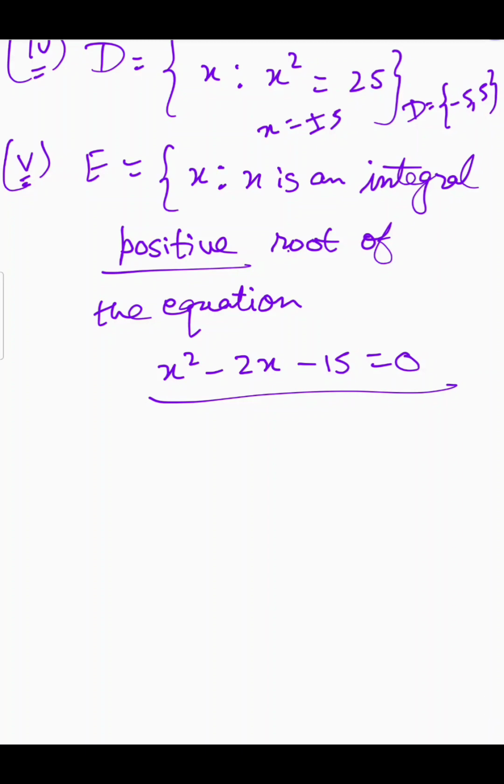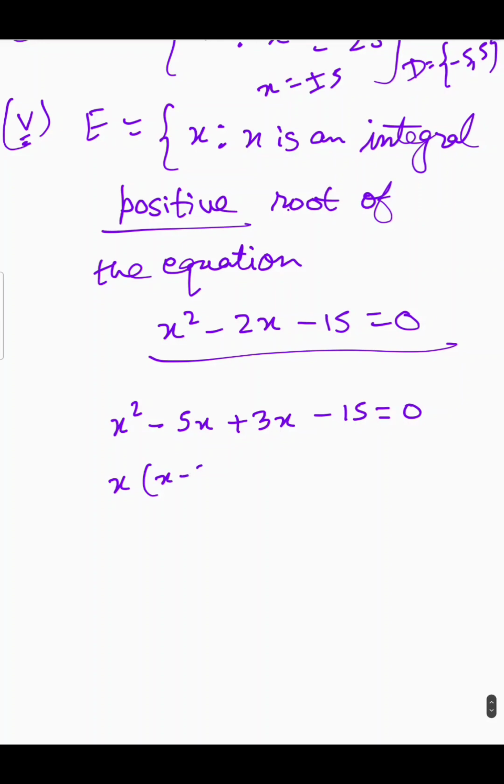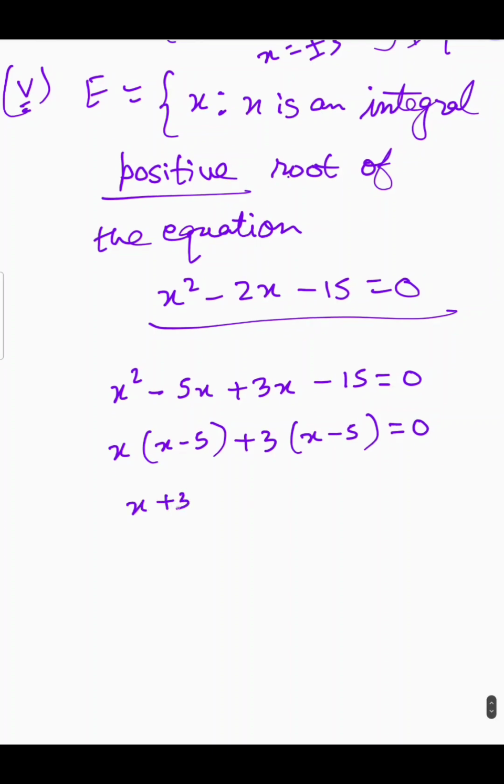3 5s are 15. x square minus 5x plus 3x minus 15 is equal to 0. x into x minus 5 plus 3 into x minus 5 is equal to 0. x plus 3 and x minus 5, which means x is equal to minus 3 or x is equal to 5.